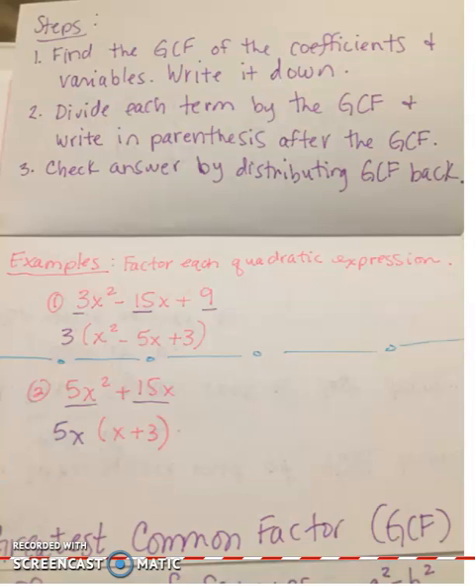Example 2 is 5x squared plus 15x. Looking at the variables this time, they do share an x in common, so that's going to be part of my GCF, and also a 5 between the 5 and 15. So I'm going to pull that 5x out, that's my GCF. Then in parentheses, when I divide each of those two terms by that GCF, I'm left with x plus 3. Now, you can distribute that back in. 5x times x is 5x squared, and 5x times positive 3 is plus 15x, so you know you have the right answer. And that's it for this tab.